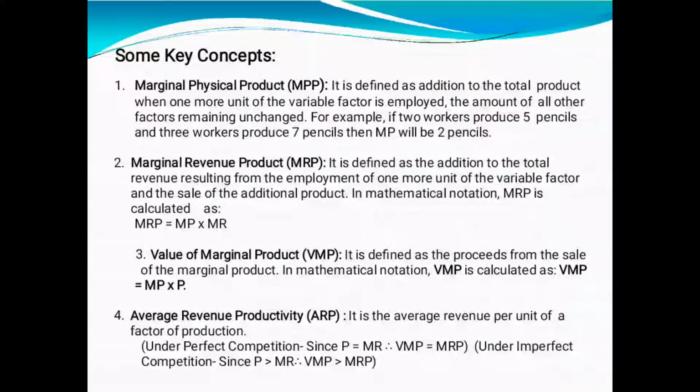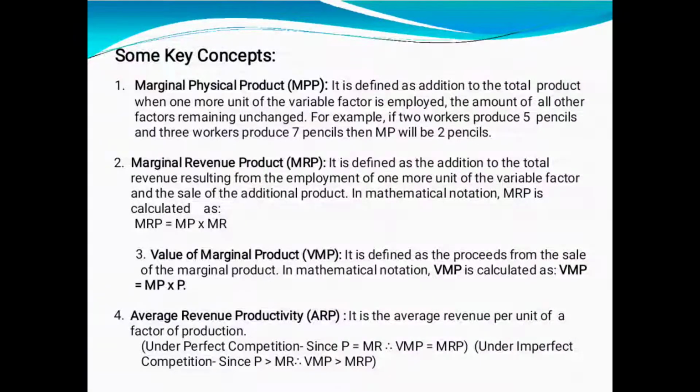Some key concepts of this theory are marginal physical product, which is known as MPP. It is defined as the addition to the total product when one more unit of the variable factor is employed, the amount of all other factors remaining unchanged.